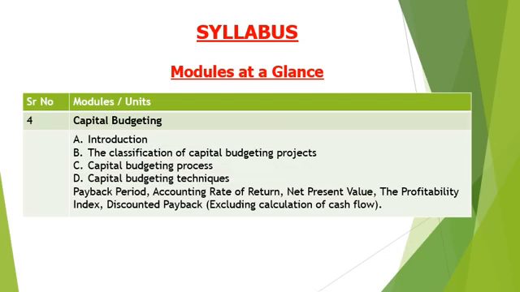The fourth part, the D part, is capital budgeting techniques. Here we solve practical problems on capital budgeting techniques. First is the payback period. Second technique is the accounting rate of return. Third technique is the net present value. And the fourth technique is the profitability index. Payback period method and accounting rate of return method are traditional methods. But the modern methods consider the time value of money, so we learned the other techniques applied in capital budgeting: net present value, profitability index, and the discounted payback period.